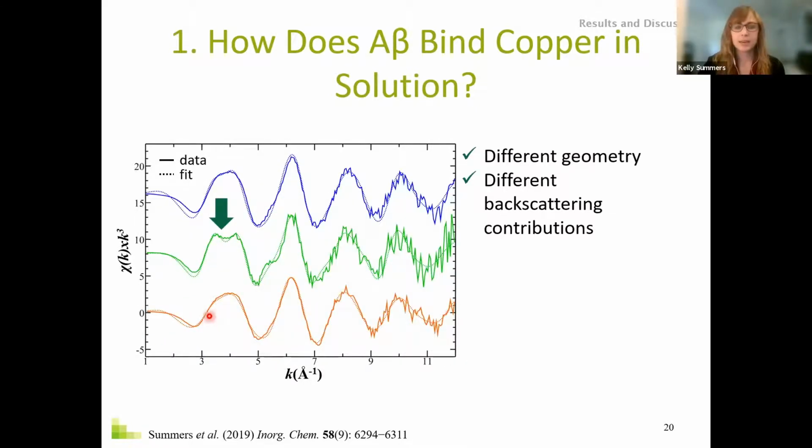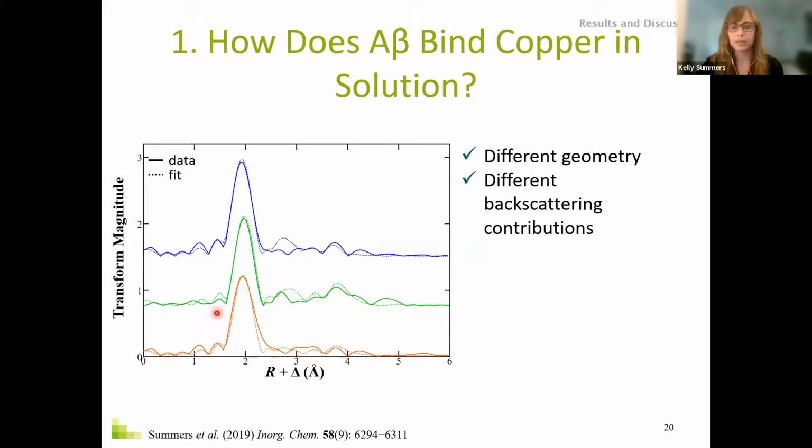Looking at the XAFS, and now I've switched things so that our data is shown as a solid line, and the fit is now shown in the dashed line. This is from the conventional XAS. This is not HERFD. And you can see that there are different backscattering contributions at the 3 different pH values, just looking at this first shell here.